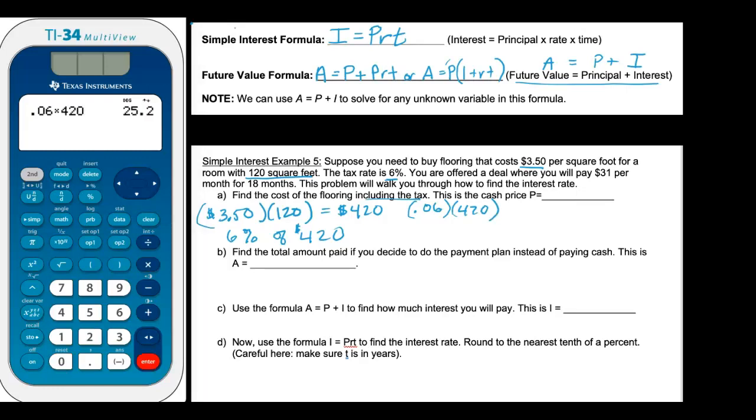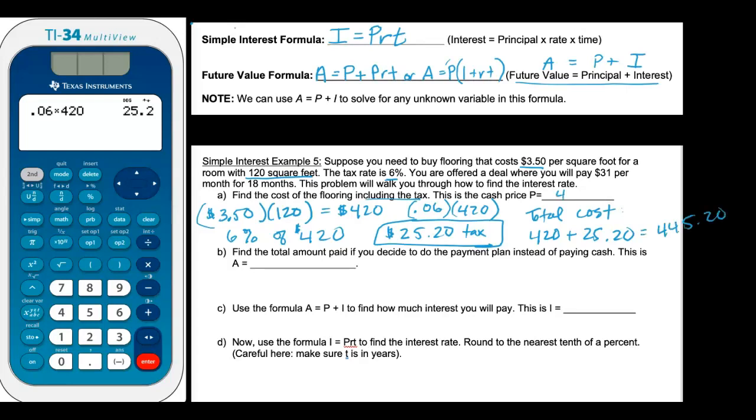$25.20 is going to be our tax. Okay, so $25.20, that is our tax. And actually we want to just find the total price, or our P-value. So our total cost is going to be the cost of the flooring, $420, plus the $25.20, and that'll give us $445.20.